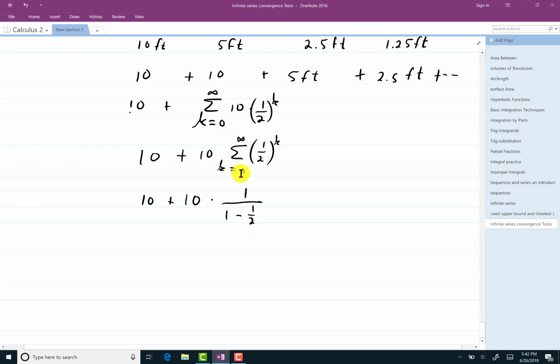Using the formula for this, since it starts at 0, I do 1 over 1 minus 1/2. 1 minus 1/2 is 1/2. I flip it, and I'll get 10 plus 10 times 2. And that'll end up being 30 feet total.